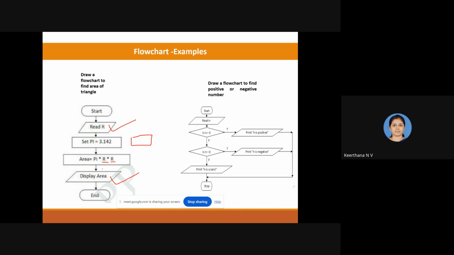So pi r squared is the formula. For that, I am storing the final value in the area variable. Initially, I am getting the R value from the user, so that's why I have given it in a parallelogram. After that, the calculation part is in a rectangle, and again a calculation part in a rectangle, and again the output display in a parallelogram.